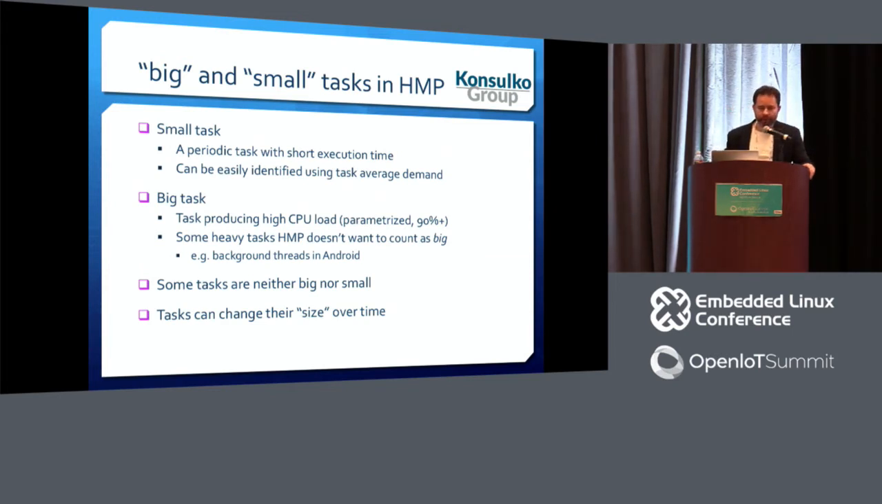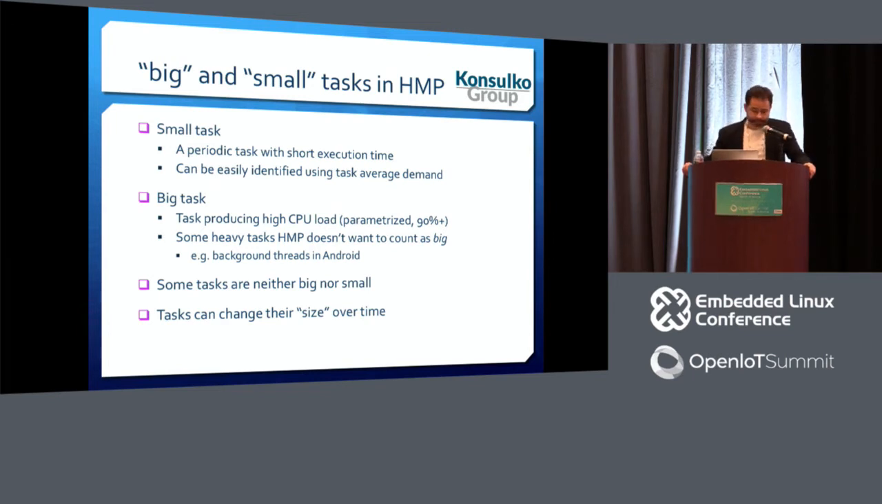So then, we have a pretty good understanding of what big and small tasks in QHMP actually are. So a small task would be a periodic task with short execution time, and a big task is a task producing high CPU load. Well, high CPU load is also a parameter, and usually it means around 90%. In Android, there are some background threads that can become big tasks if we only take CPU load, but we don't want to do that because we don't want to schedule background tasks on big cores. So the importance of the task should also be accounted when we consider it as big.